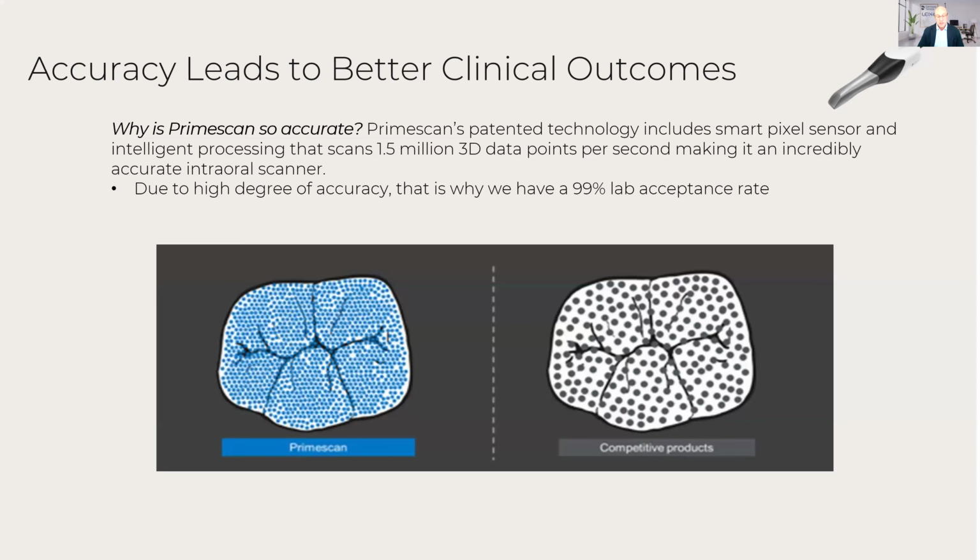And one of the reasons why the PrimeScan is so accurate and can do so many different workflows is because of the data that it is able to get. So 1.5 million data points. It also has a very large field of view. So it's able to stitch together large fields of view with that many data points, which makes it extremely accurate. So that's why when labs are receiving scans with PrimeScan specifically, it's over a 99% lab acceptance rate with PrimeScan scans.